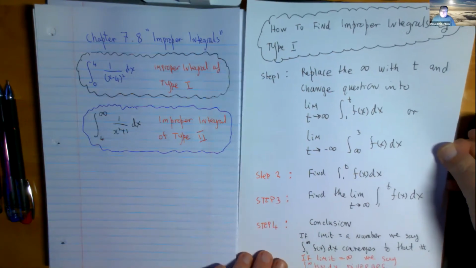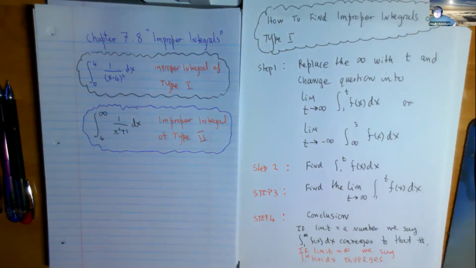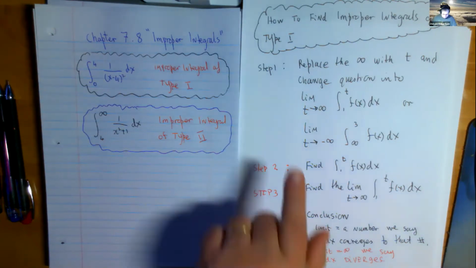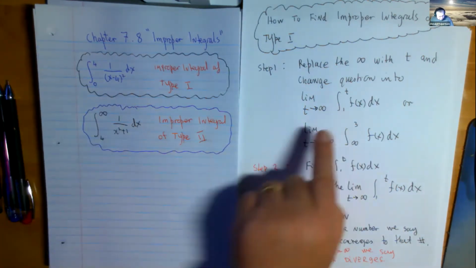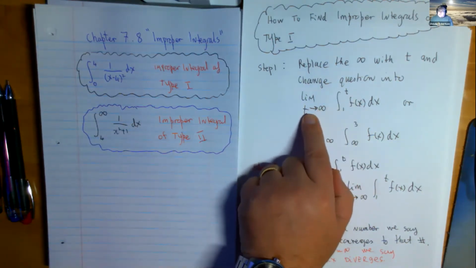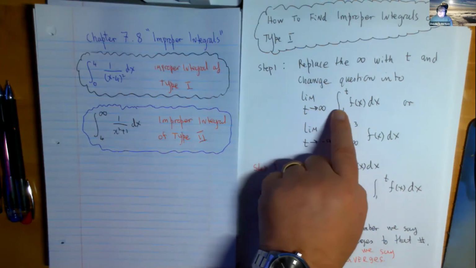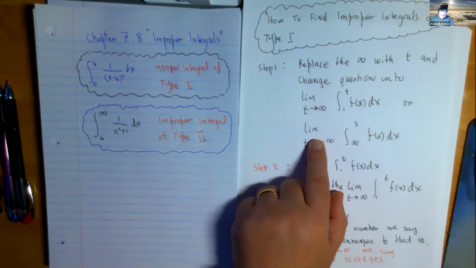Now what I've got over here is a little shopping list of how do you find an improper integral of type 1. You know, ones that look like this. You replace the infinity with a t, and you change the question into find the limit as t tends to infinity of this guy. Or sometimes you change it to negative infinity.